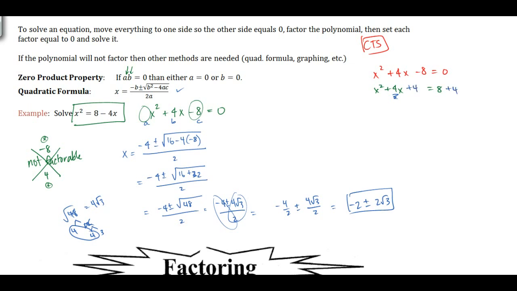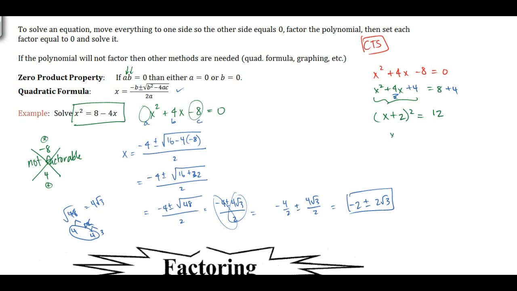Now, why on earth would you do that? Because that makes it factorable, right? This side now factors to x, or whatever your variable is, and half the middle number, so x plus 2. It factors to x plus 2 squared equals, what is that, 12? And now you continue to solve.